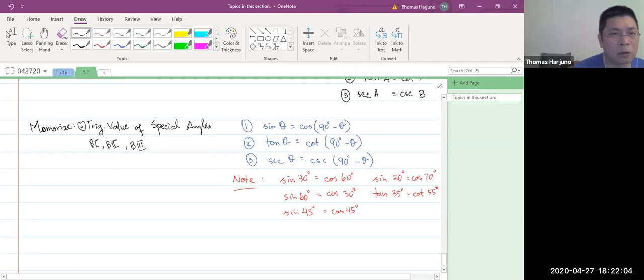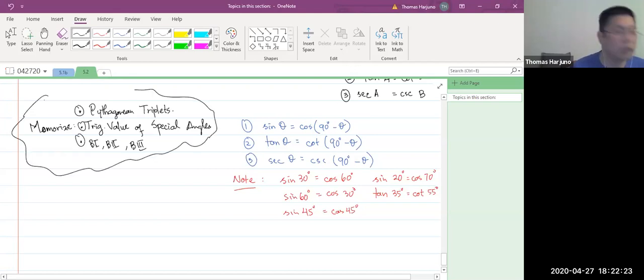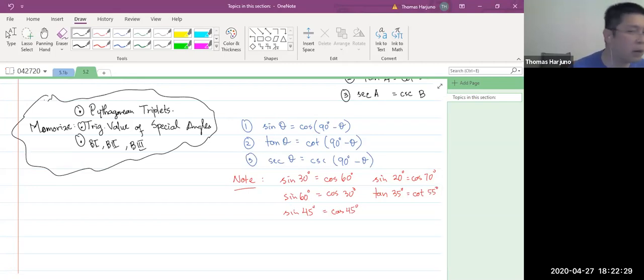Okay, now of course earlier I also mentioned Pythagorean triplets. Memorize this as early as possible. Okay, if you don't memorize it this Wednesday, then it will take you longer to actually catch up with me. I promise you that one.